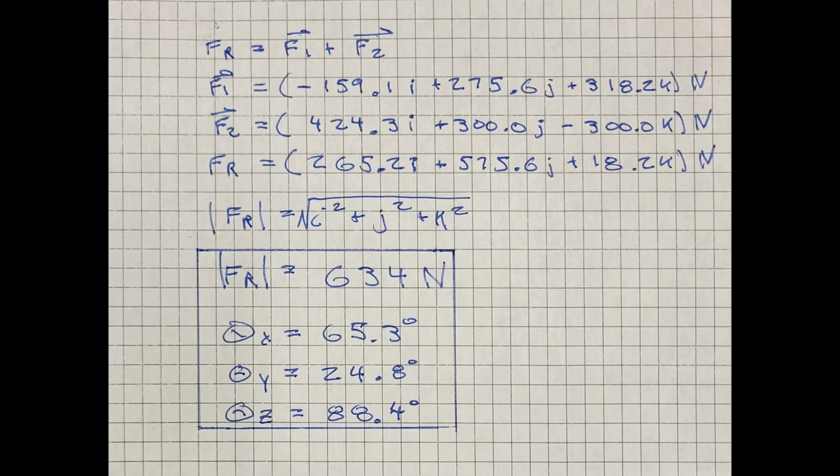I'm not stating the equations again because I've already stated those in the previous part, which was Fx equals F cosine of theta x. So I'm just going to use that equation, and I'm going to solve directly for theta x, theta y, and theta z. And again, I'm reporting it to 3 significant digits, and I get 65.3 degrees, 24.8 degrees, and 88.4 degrees.